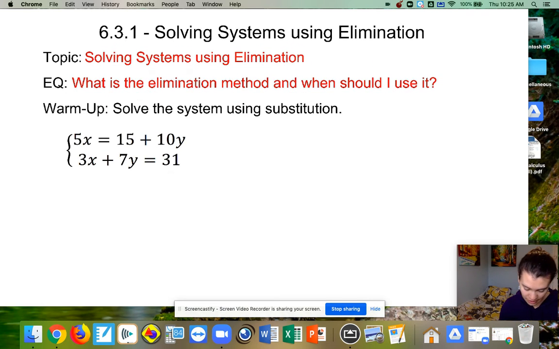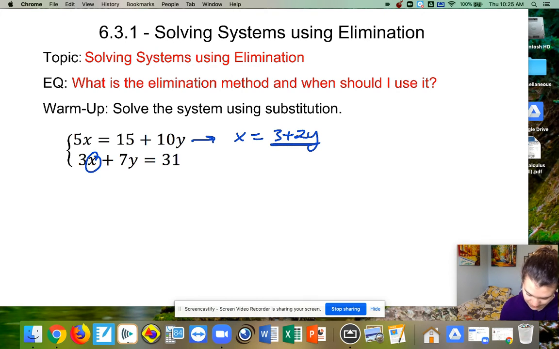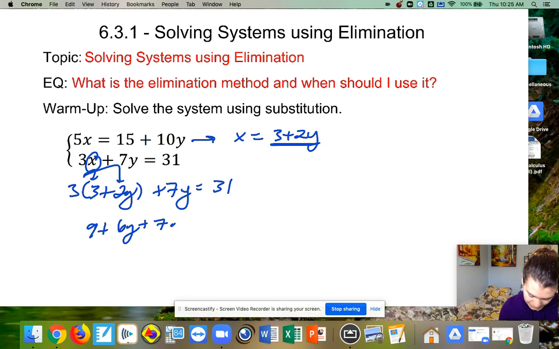All right, so here I'm going to start by solving this one for x, just because I have x all on one side. So, I divide everything by 5, and you get x equals 3 plus 2y. And I'm going to take this and replace my x right there. So, you get 3 times (3 plus 2y) plus 7y equals 31. Distribute in your value, you get 9 plus 6y plus 7y equals 31.